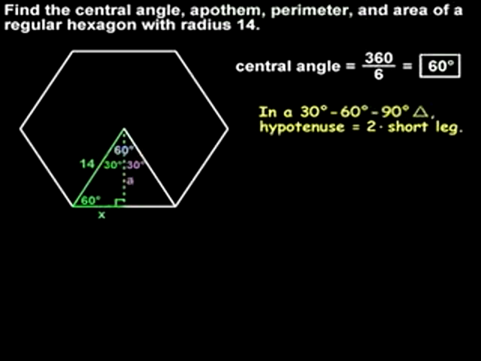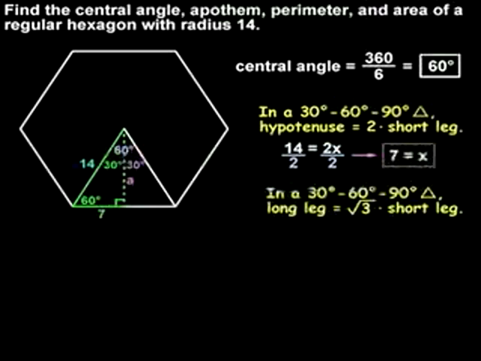Remember that in a 30, 60, 90-degree triangle, the hypotenuse is 2 times the short leg, so we have 14 equals 2 times x, or 7 equals x. So we can replace the x in our diagram with a 7. And remember that in a 30, 60, 90-degree triangle, the long leg is root 3 times the short leg, so a, which represents the apothem, is 7 root 3.